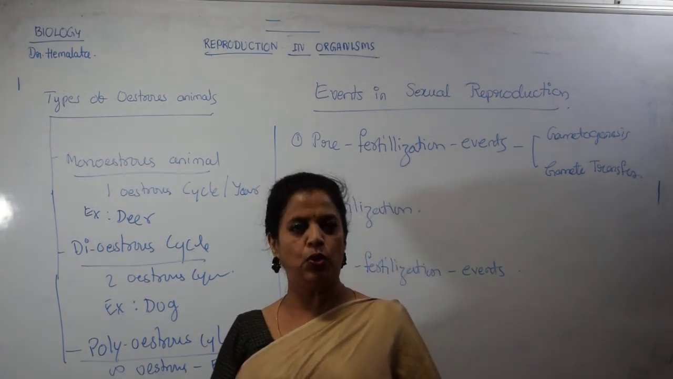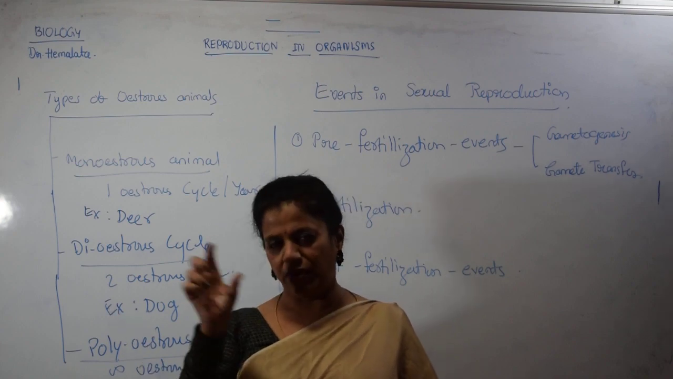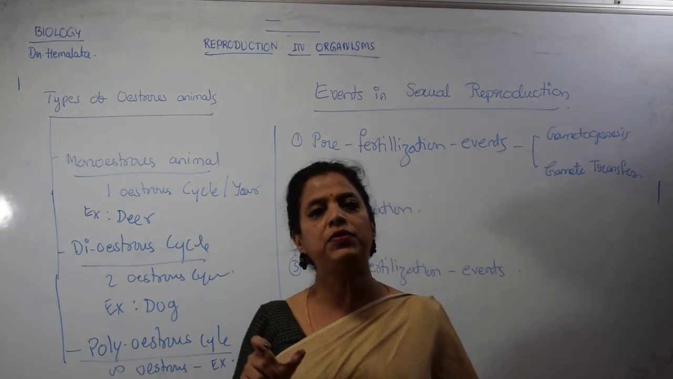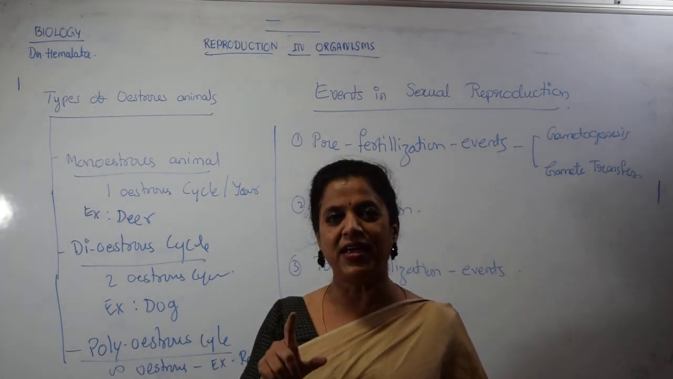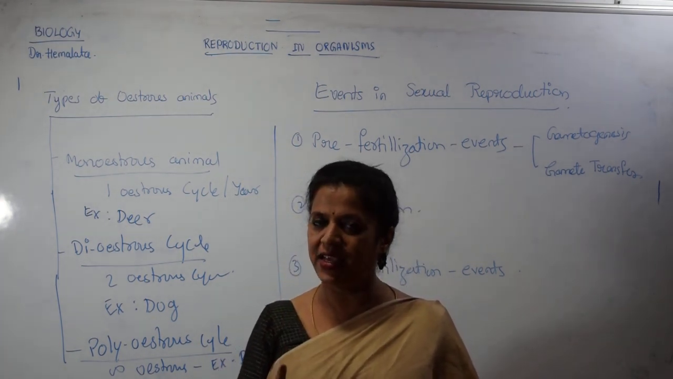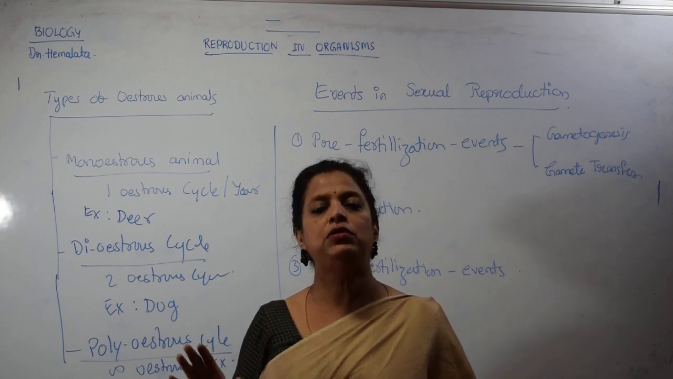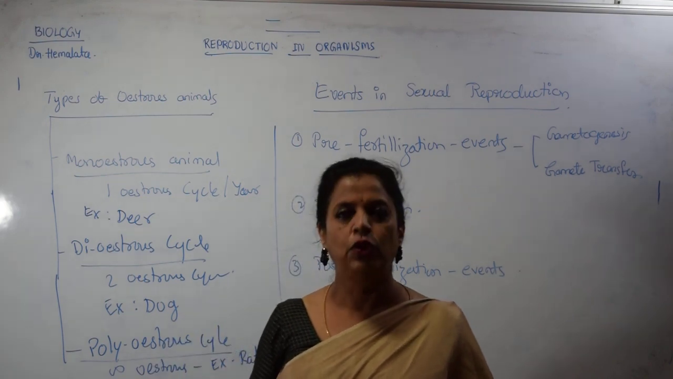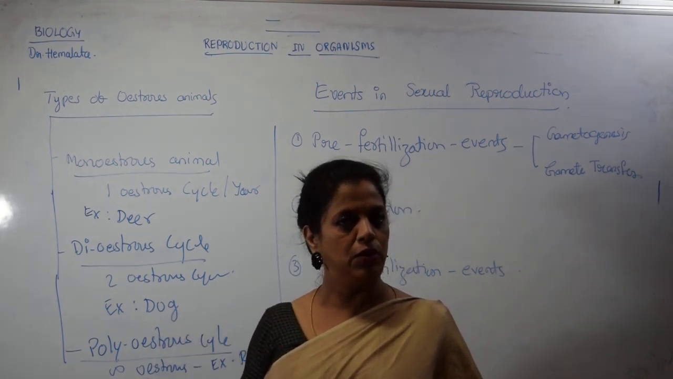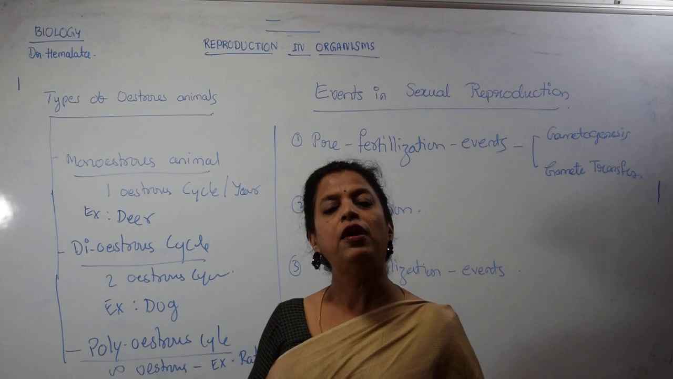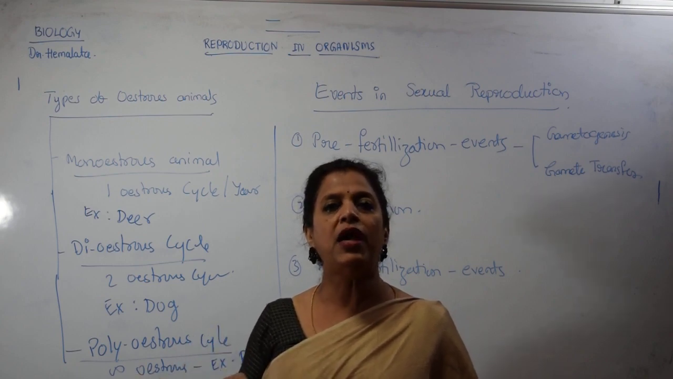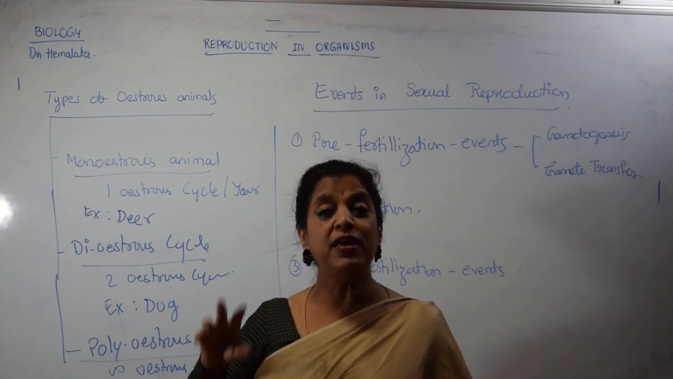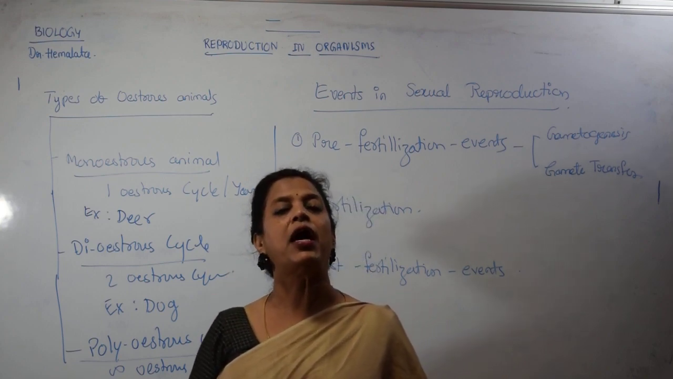What are polyestrus? Mono refers to single one, as it is given in the name itself. Mono is 1, right? Those organisms that undergo 1 estrus cycle in a year are called monoestrus. Example, those monoestrus animals, the example is deer, right? You know what is deer. Second one is diestrus cycle. Those animals that undergo 2 times the estrus cycle in 1 year are called diestrus animals.